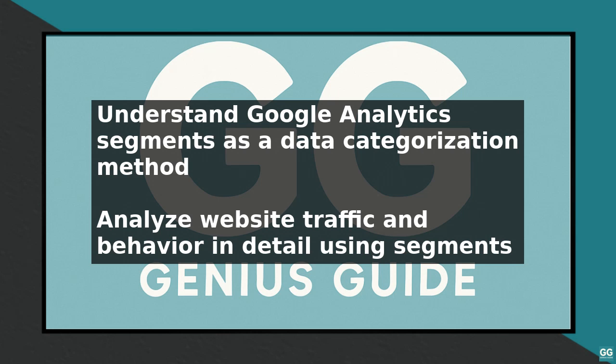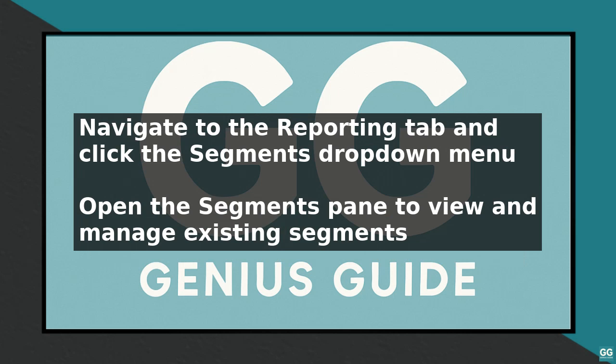This will open the Segments pane where you can view and manage existing segments. To create a new segment, click on the New Segment button. Choose a segment template or start from scratch by selecting the Conditions option. Name your segment and set the conditions that define it, such as demographic, technology, or behavior criteria.